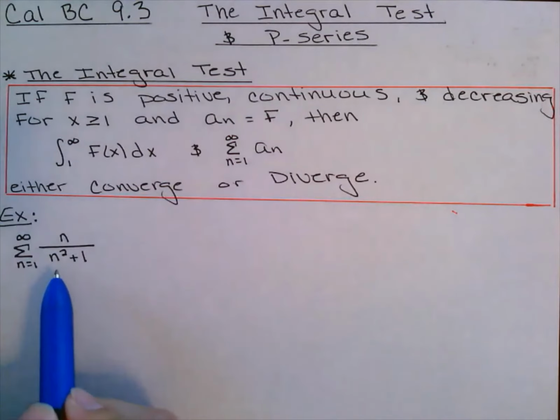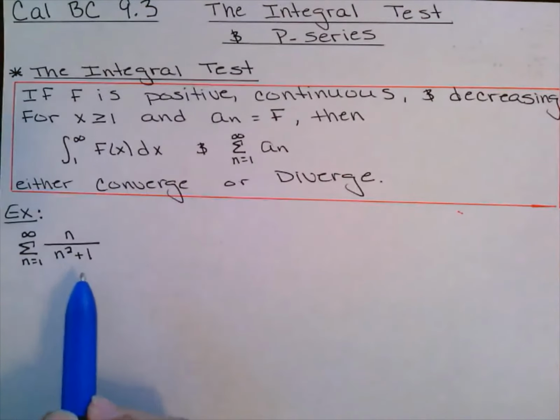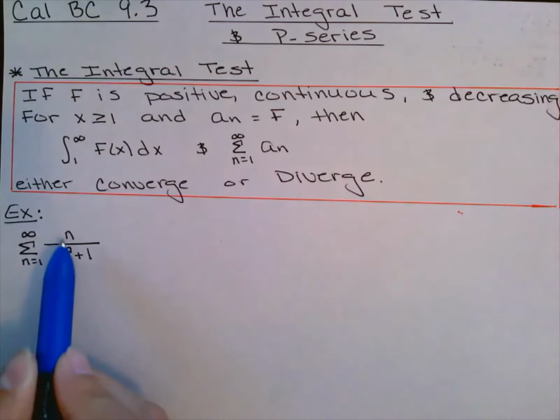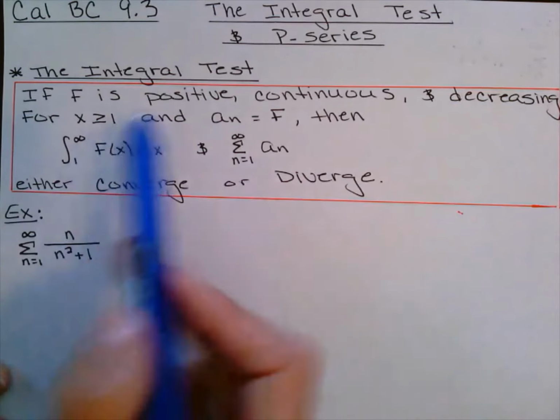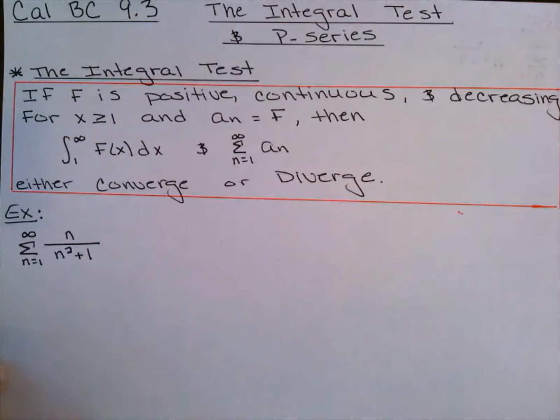When I look at this function, the reason why I would want to try the integral test is because when I look at this fraction, I see that the denominator's exponent is 1 higher than the numerator, which is a key indicator for using u sub, okay? But before I can move there, I do have to check positive, continuous, and decreasing.